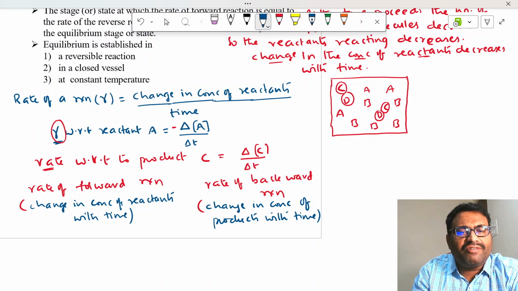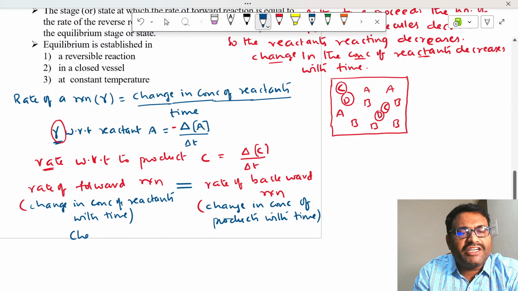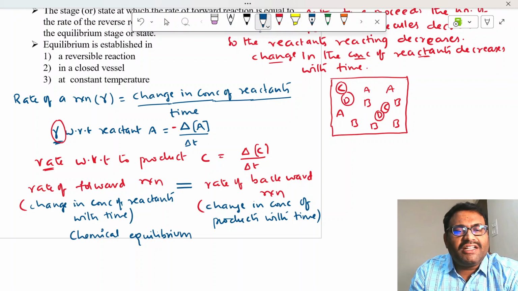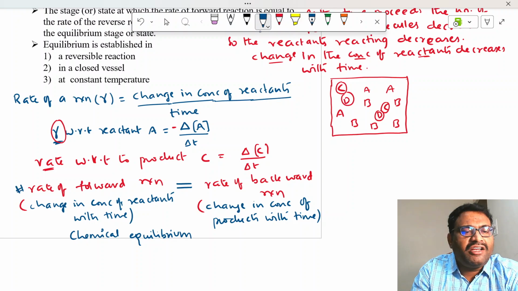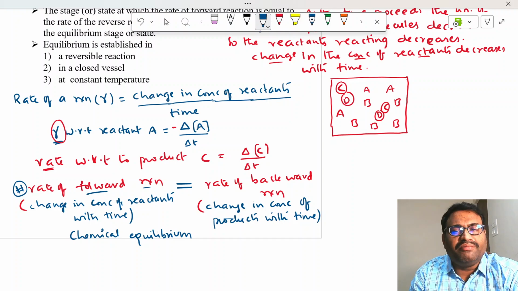When this rate of forward reaction is equal to the rate of backward reaction, then I can say that it is a chemical equilibrium for a chemical reaction. How can we define chemical equilibrium? How can we say that a chemical reaction is attaining chemical equilibrium? One way of saying it is when the rate of forward reaction is equal to the rate of backward reaction, then that is called chemical equilibrium.